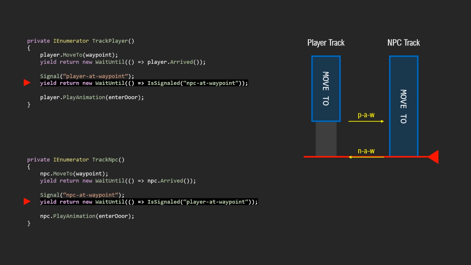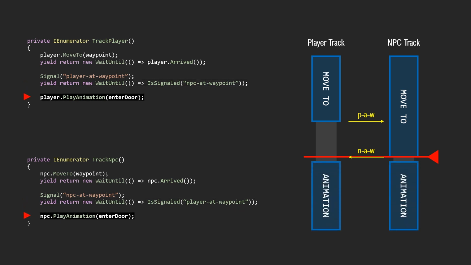Right now, the player and the NPC are both waiting for a signal that states that the other one has already arrived. Since both of these signals have been set, both of their tracks can continue to play an animation. And once that played through, both the cinematic tracks have finished.